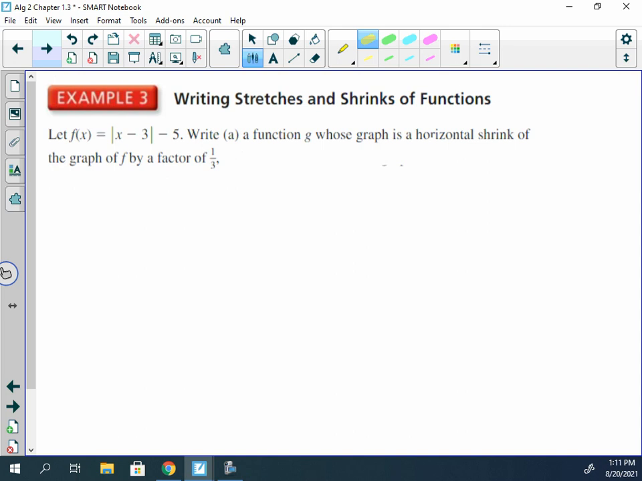So let's look at this here. We want to write a function g whose graph is a horizontal shrink of the graph of f by a factor of 1/3. So what we're saying is g of x is equal to f of a times x, because with horizontal stretch or shrink, our a times x is inside the parentheses. We're changing the input. What's going into the function?